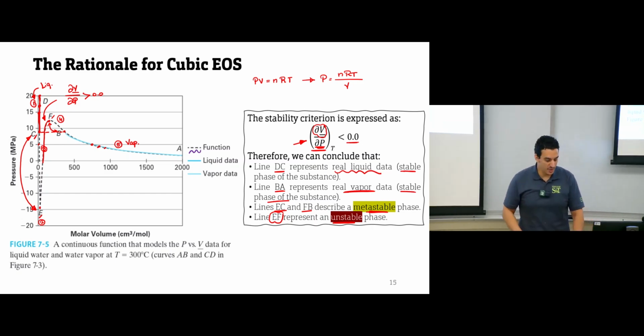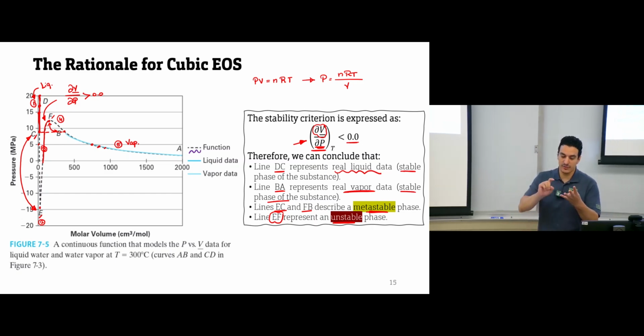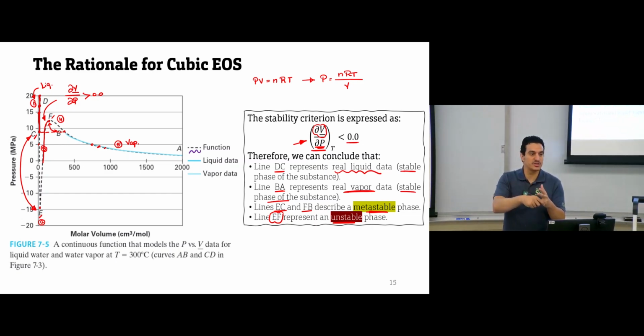So again, for the cubic equation of state we have here, two regions represent stable phases, two regions represent metastable phases, and we have one region, the EF line, representing an unstable phase. So far is it clear? Okay.